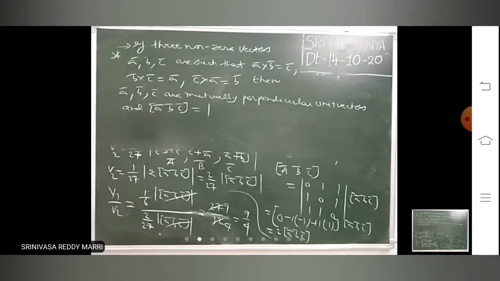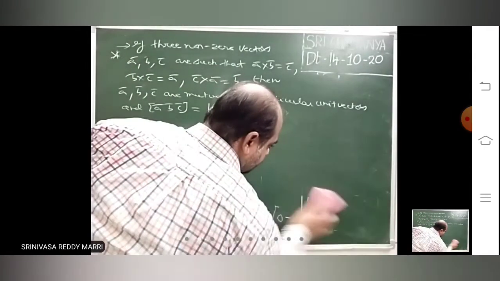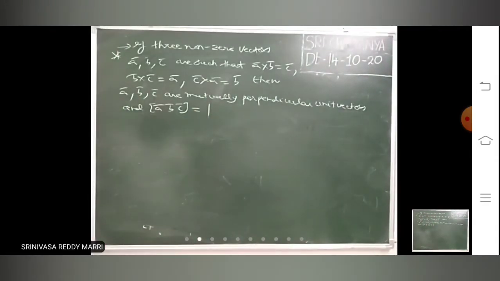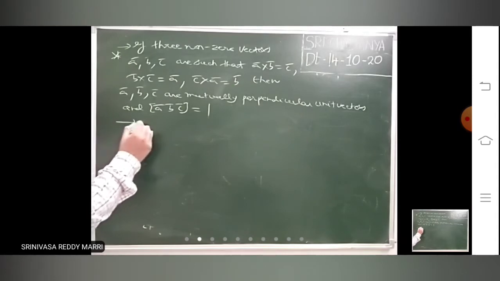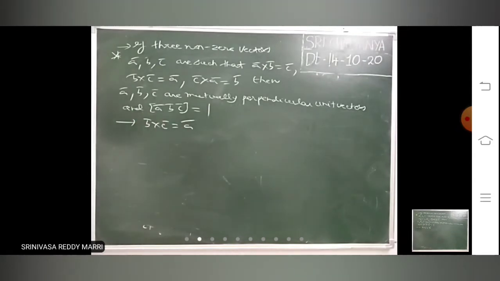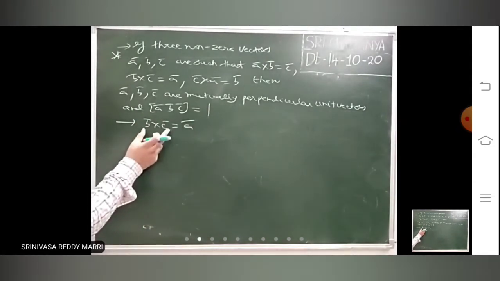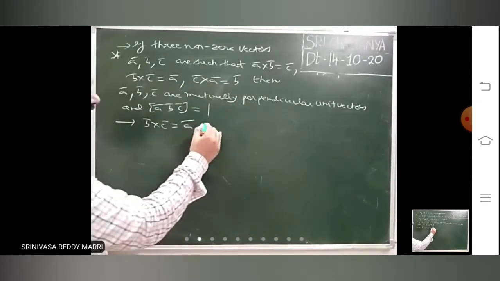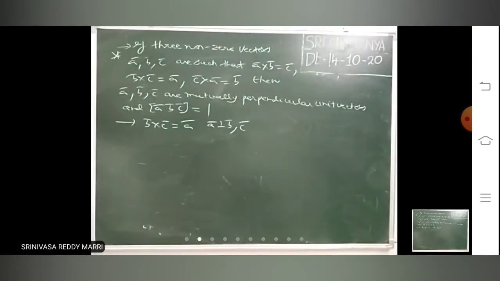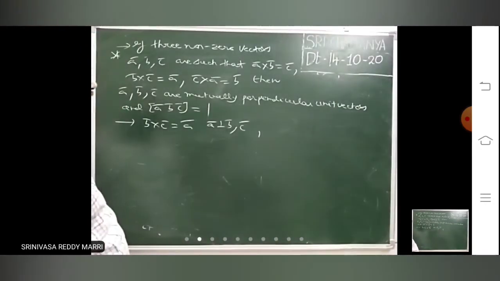Look at this theorem. Now, B bar cross C bar equal to A bar means what? A bar is nothing but cross product of B bar and C bar. That means A bar perpendicular to B bar, C bar. B cross C always perpendicular to B bar, C bar. B cross C is nothing but A bar. Therefore, we can say that A bar perpendicular to B bar, C bar from this relation.